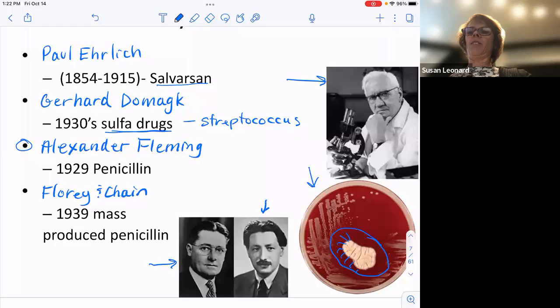They had to grow up the mold in great big vats. And finally, they were able to figure out a way to mass produce penicillin. And it was really available within a few years, in the early 1940s.